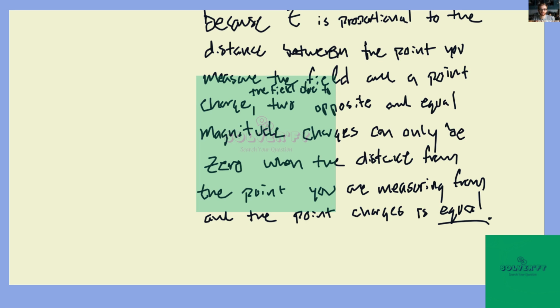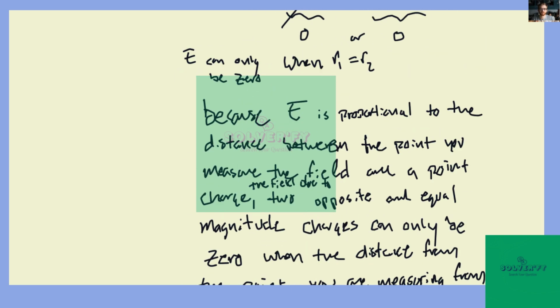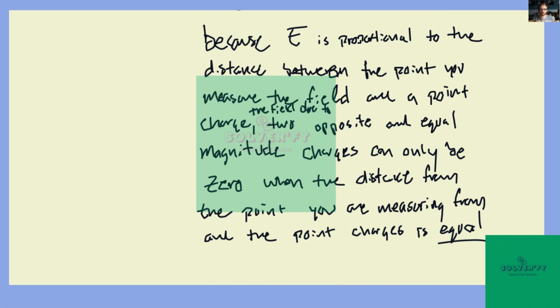So that's like saying it's only 0 at the point that's directly at the middle point of them. You get closer to one, then the effect of it is higher than the effect of the other one, and the balance gets thrown off. So because E is proportional to the distance between the point you measure the field at and the point charge, the field due to two opposite and equal magnitude charges can only be 0 when the distance from the point you're measuring at and the point charges is equal.